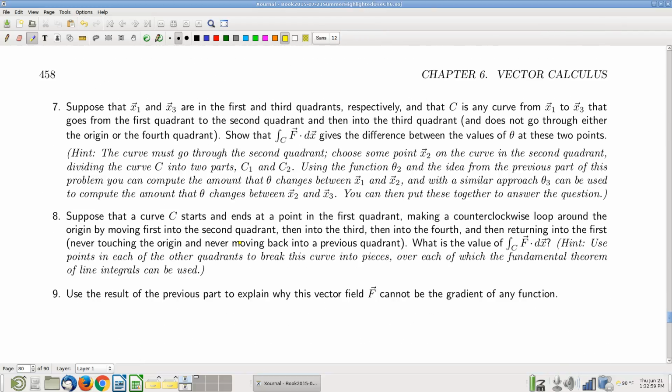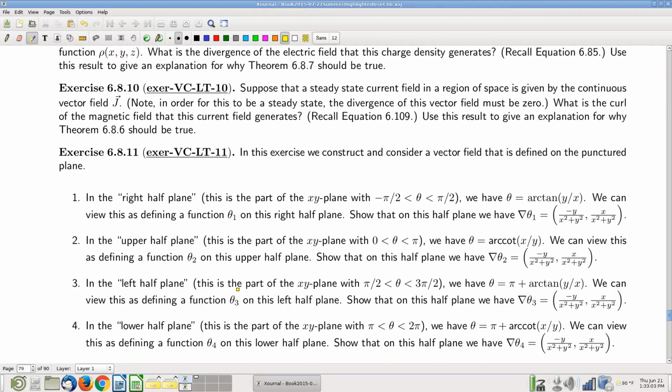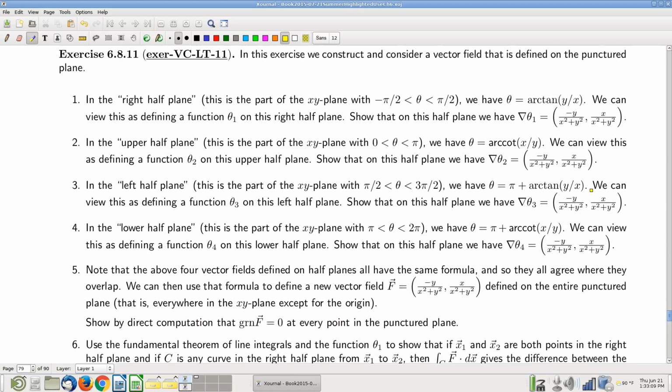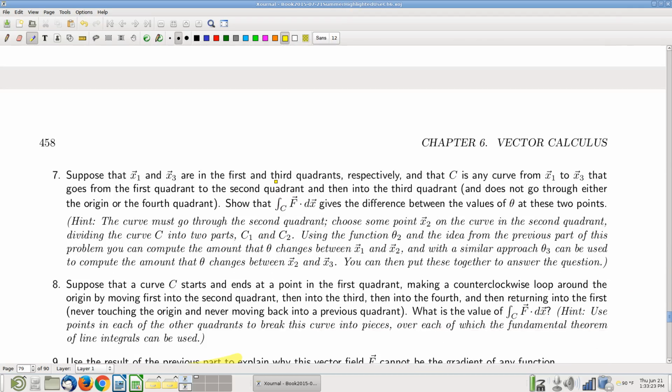Okay, yeah, so 9 parts. There's 9 parts to this exercise here about the punctured plane. So what goes wrong when you have a vector field where it fails to be defined at a single point? So I give you here a vector field that fails to be defined at the origin, and something goes terribly wrong. And I guide you through the entire discussion in these 9 parts.